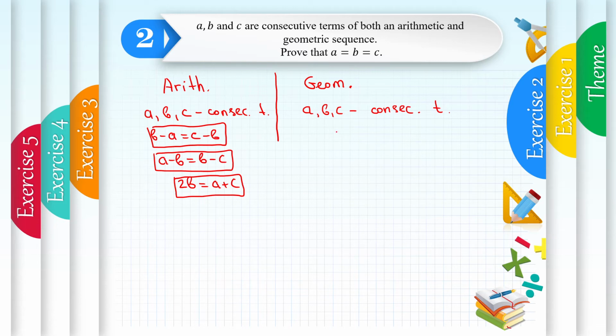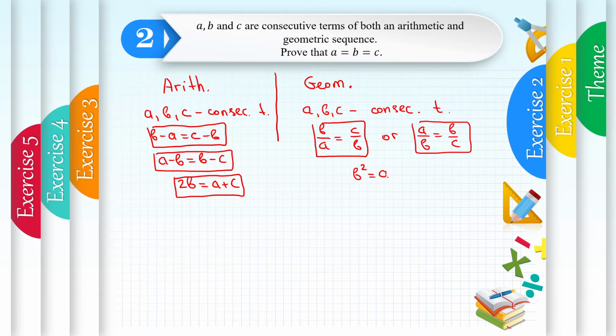Because a, b, and c are consecutive terms of the geometric sequence, this means that the ratio of two consecutive terms is a constant. This means that b over a is equal to c over b, or a over b is equal to b over c, or b squared is equal to a times c. So, using this information, we have to prove that a is equal to b and is equal to c.